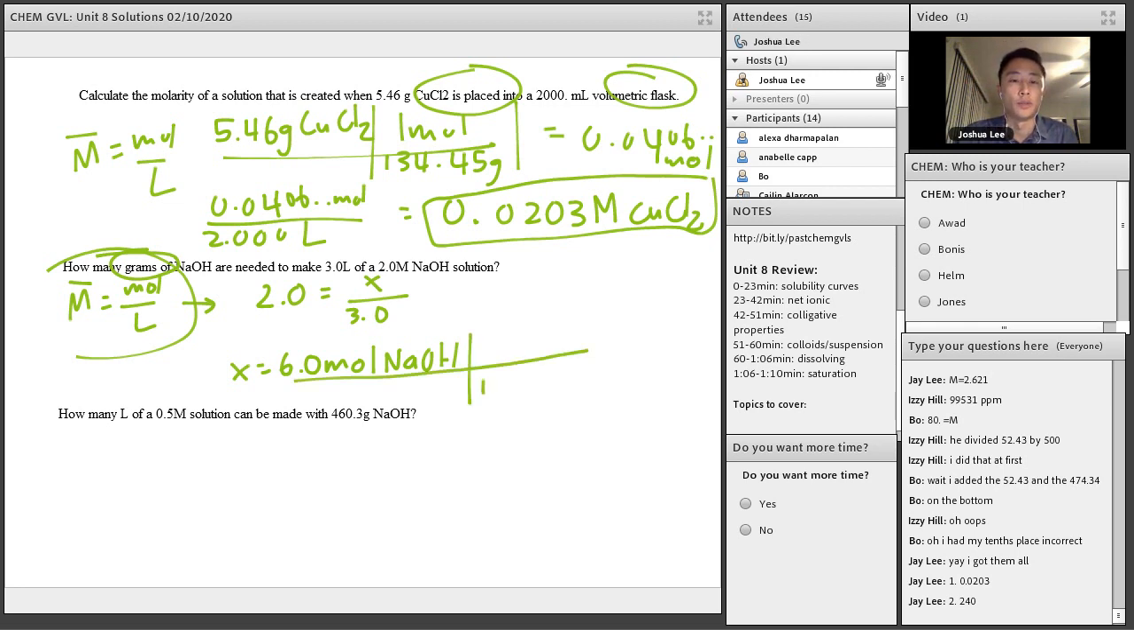So we get rid of the moles of NaOH, and we go to 40.00 because that's the molar mass of NaOH. And we don't need a calculator for this one. That's 240 grams of NaOH, and we do not need that point there. So not bad because of 2 sig figs. So it's just 240.